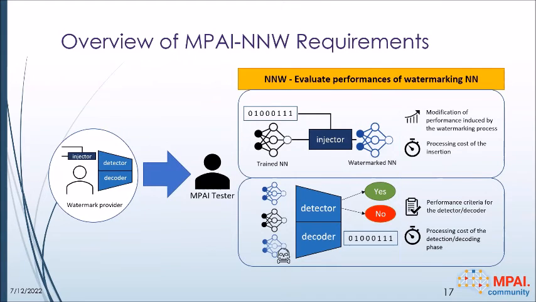We have here an overview of what we just presented. It's a synoptic view. We suppose that the watermark provider, presented on the left of the image, makes available an injector, a detector, and a decoder. Again, it's not necessary in real life, from industrial needs, that these three components be provided by the same company.